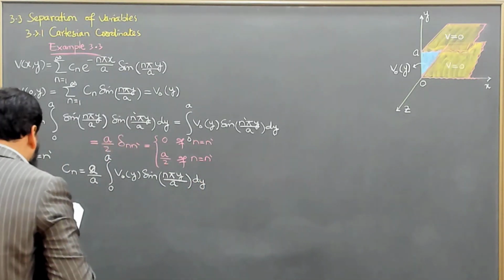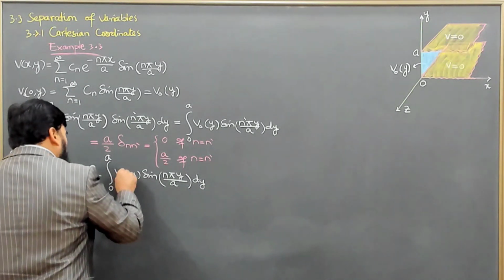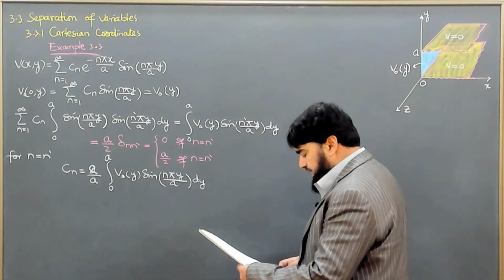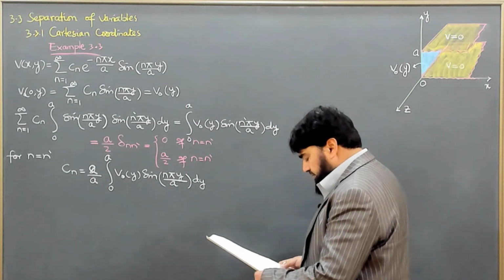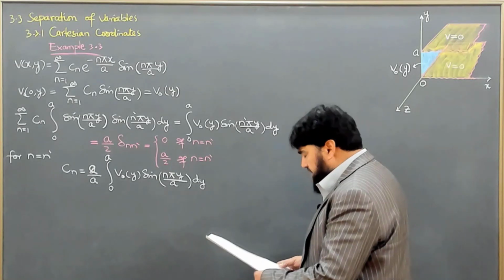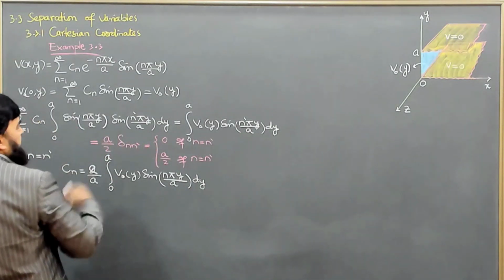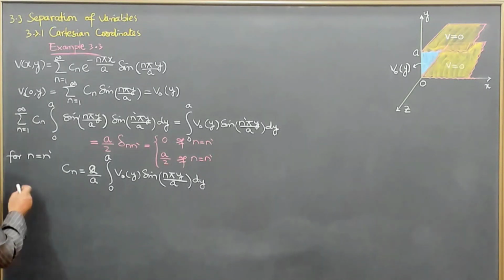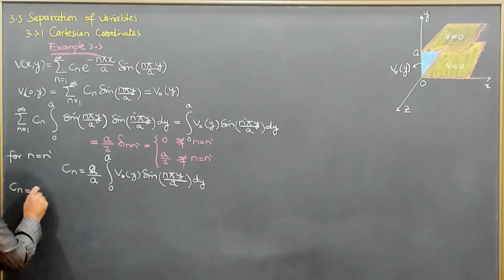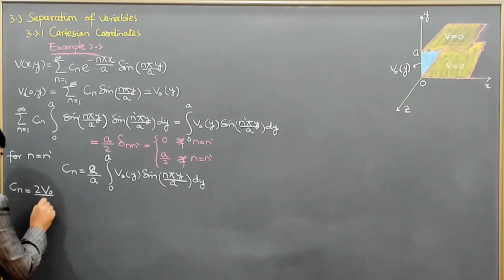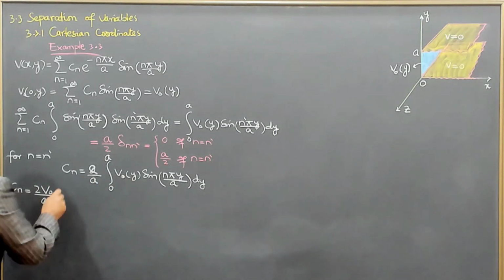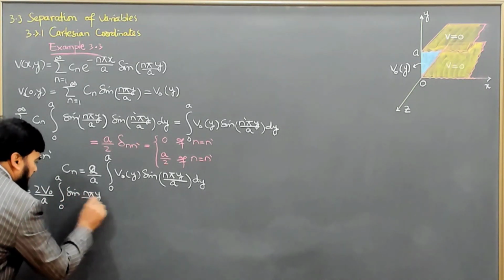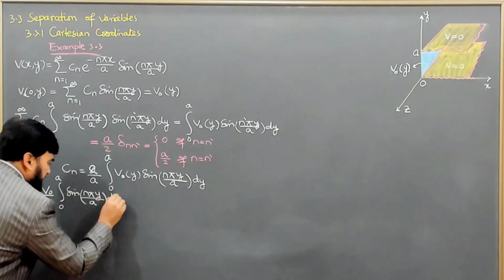So if we find the value of v naught of y, if this is with us, then we can find the value of cn here. Now we can find what the value of v naught of y is. This is basically v naught, meaning the potential is v naught. So I can write that cn is equal to 2 times v naught over a times the integral from 0 to a of sine of n pi y over a, dy.